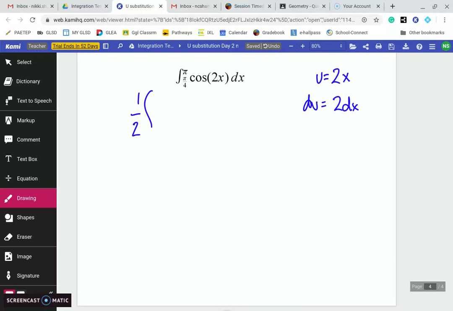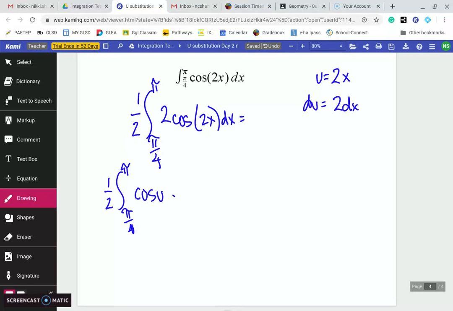So I'll have 1/2 of pi over 4 to pi of 2 cosine of 2x dx. Now when I go to write in my u's, I'll have 1/2 of pi over 4 to pi of cosine of u du. So now I'll integrate. So this is going to be sine of u from pi over 4 to pi. And then I'll plug back in my x.